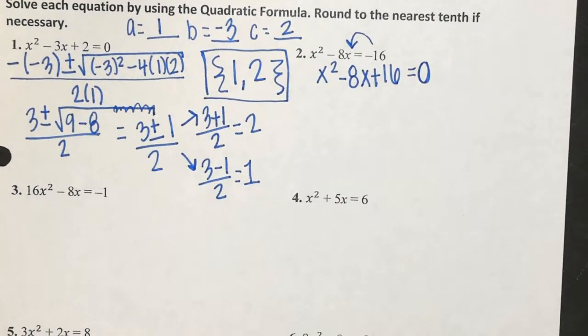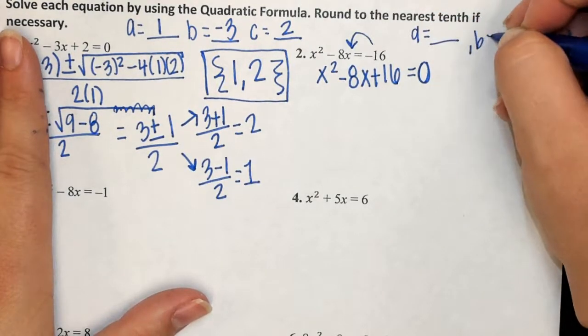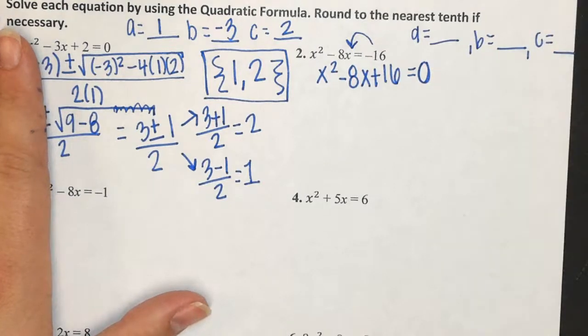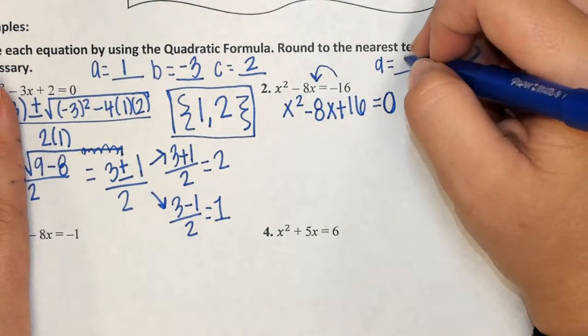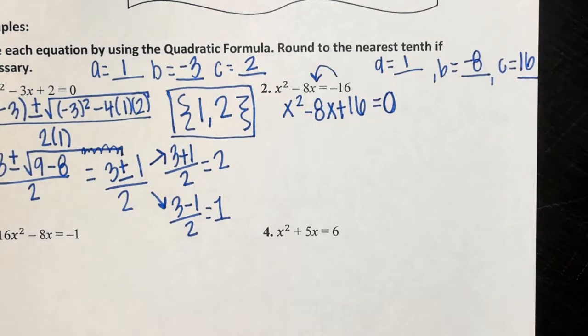Now set up your A, B, and C and plug it in. A is 1, B is negative 8, C is 16. I know, we moved the 16 over to make it positive so that it's equal to 0. You have to move it over. Next.